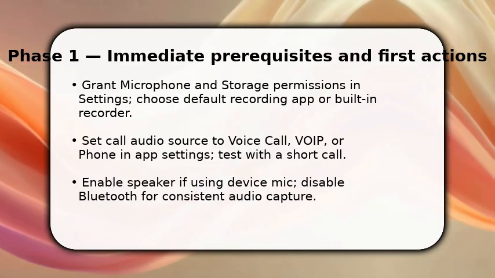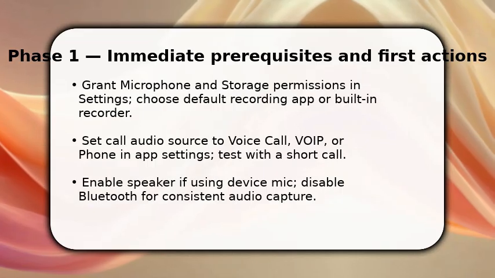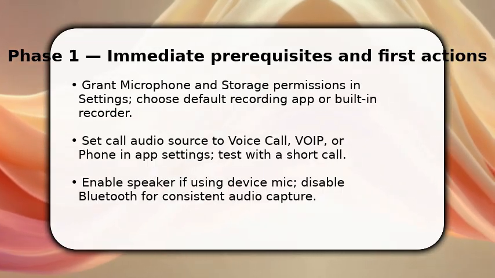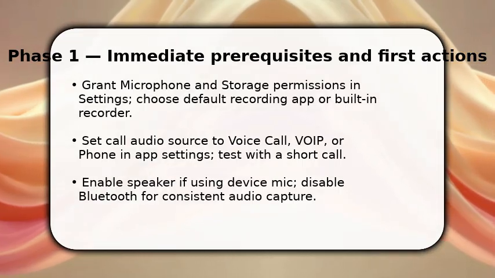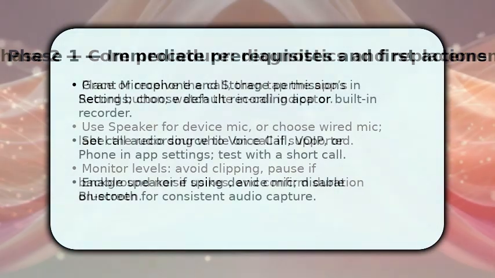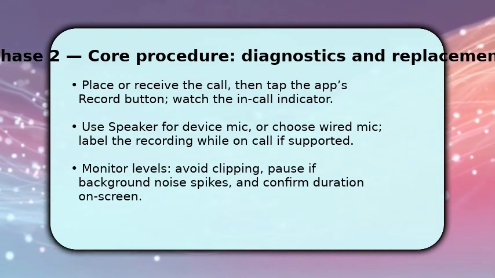If you rely on the system recorder, enable call recording in phone app settings first. Once done, set speaker on if you want clearer single device capture, and keep Bluetooth off to avoid routing issues later. You're on the call, tap record and watch for the red indicator so you know it's capturing.